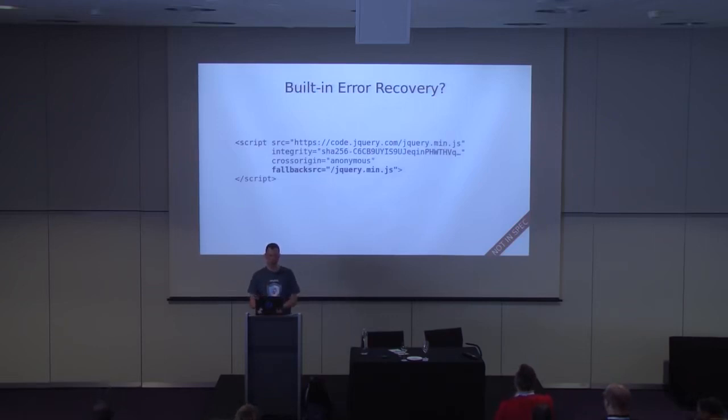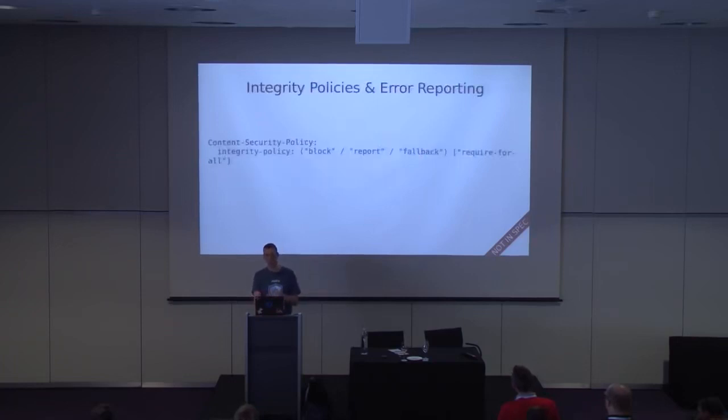So, for example, we're thinking about built-in error recovery to make this all a bit nicer. For example, with an attribute called fallback source that points to something else that is always considered trustworthy. I will repeat again, this is a draft and the actual syntax may be different. What we also had in a previous version of the specification, but we killed because of complexity, and we can already secure content delivery networks without all the extra features we're thinking of.